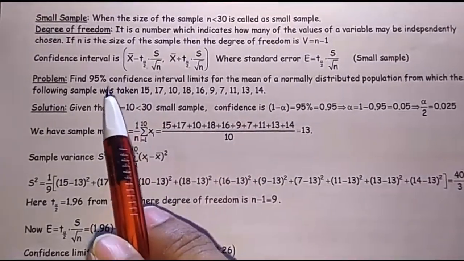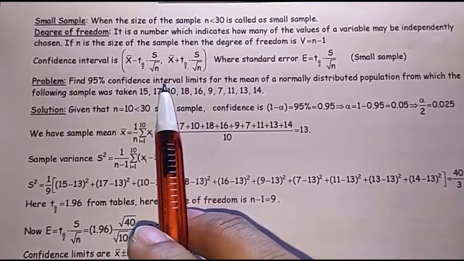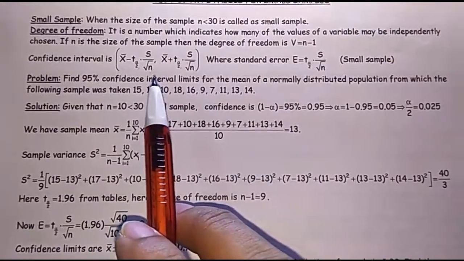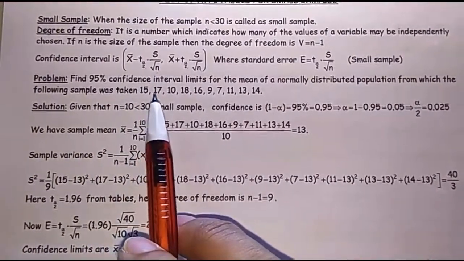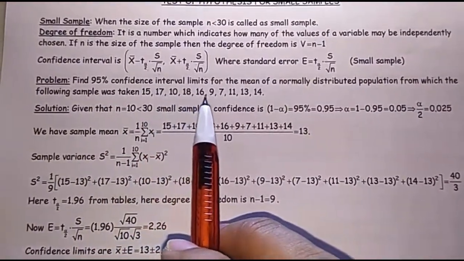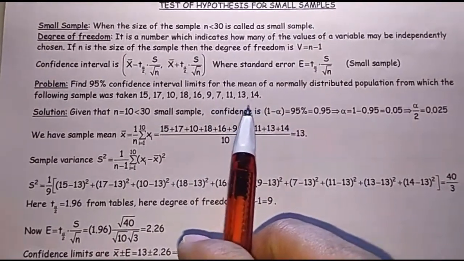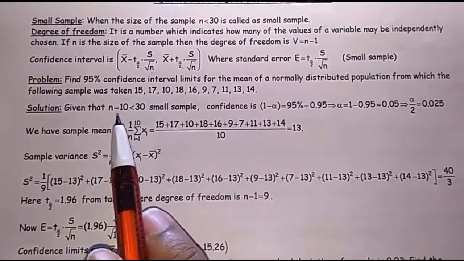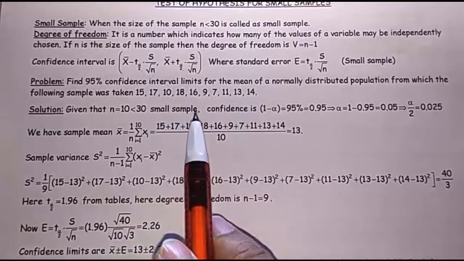Now we take an example. Find the 95% confidence interval limits for the mean of a normally distributed population for which the following sample was taken: 15, 17, 10, 18, 16, 9, 7, 11, 13, 14. Now, if you observe, the size of the sample is 10, which is less than 30. So, it is a small sample.